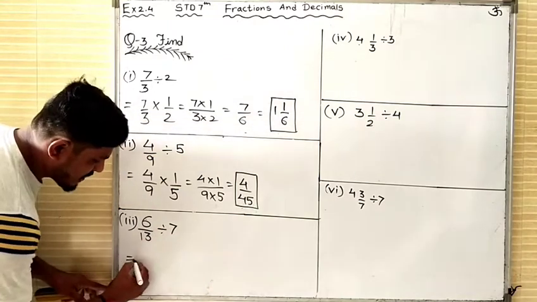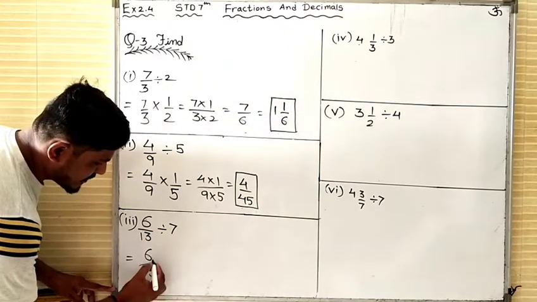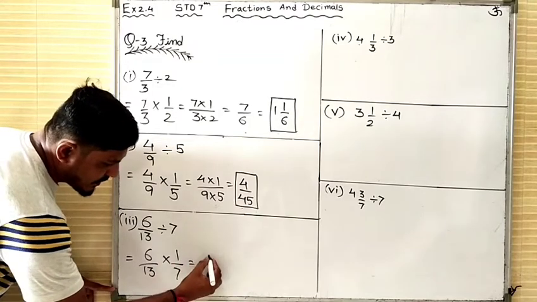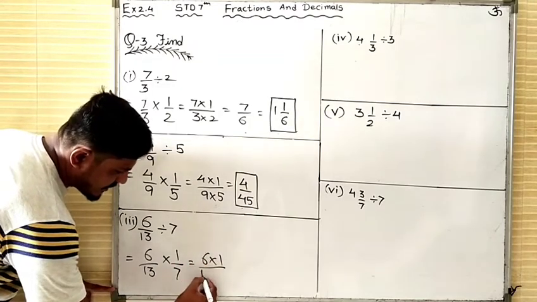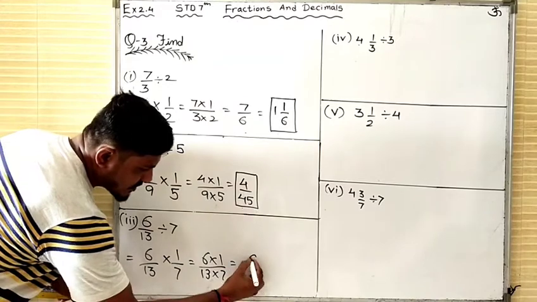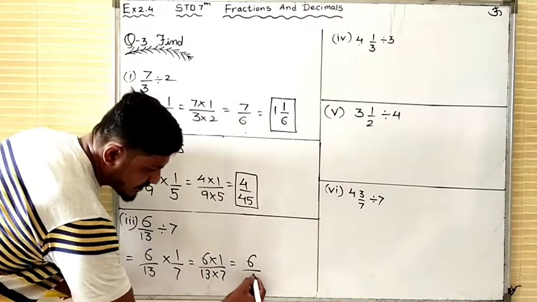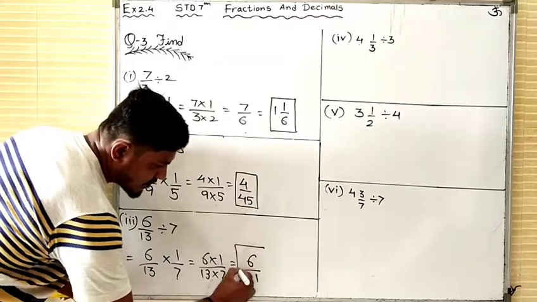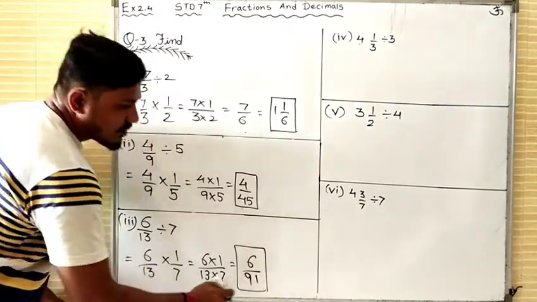Then 6 by 13. So 6 by 13 as it is, convert this division to multiply, 7 will become 1 by 7. That is 6 1s are 6 and 13 7s are. 6 1s are 6, 13 7s are 7 3s are 21. 7 1s are 7 plus 2, 9. Here also not possible to convert into mixed.